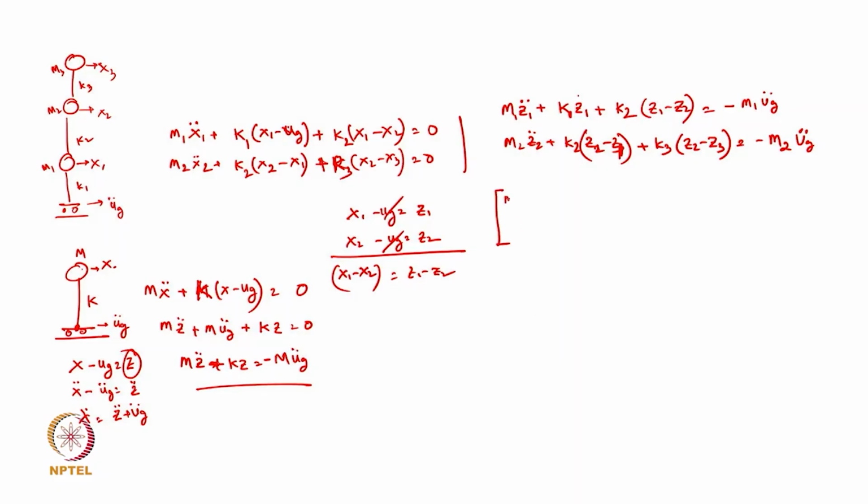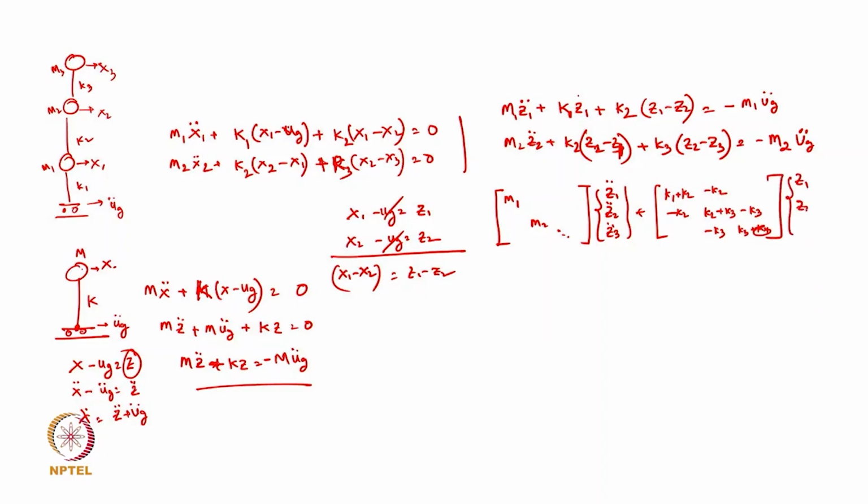If you put it in matrix form, m1, m2 and so on with z1 double dot, z2 double dot, z3 double dot, plus the stiffness matrix with k1 plus k2, minus k2, minus k2, k2 plus k3, minus k3, minus k3, k3 plus k4, whatever is coming, times z1, z2, z3 and so on, equal to, important point, minus m1, m2, m3 like this, into ug double dot.